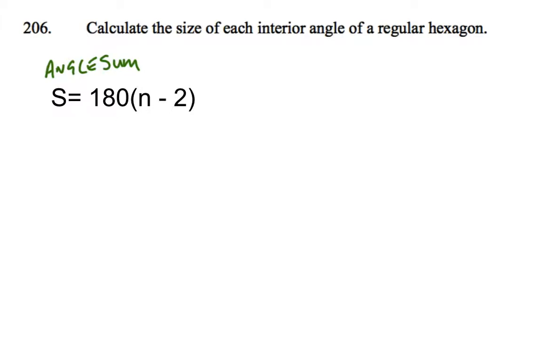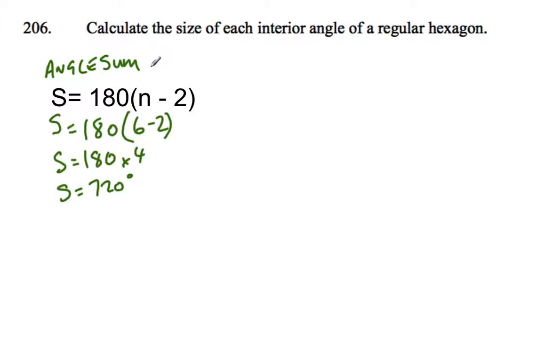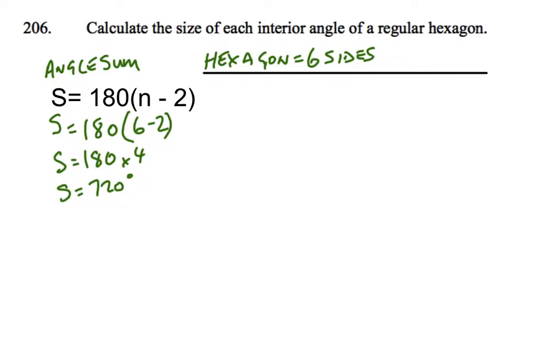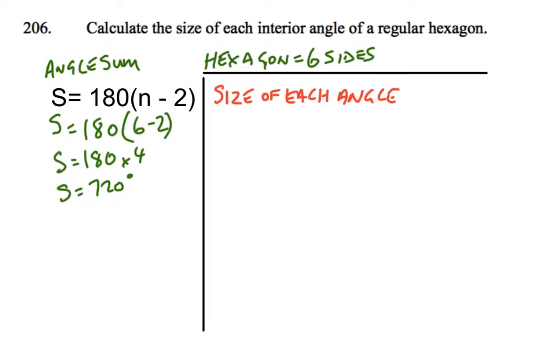So a hexagon's got 6 sides. So we put a 6 in there instead of the n, and that leaves us with 4 as the result of that bracket. 4 lots of 180. So by putting 6 sides into our formula, we've found out that the total angles of a hexagon adds up to 720 degrees. Now we also know how many angles we've got. So a hexagon has 6 sides, so the size of each angle, we're going to go angle sum divided by how many angles we've got.